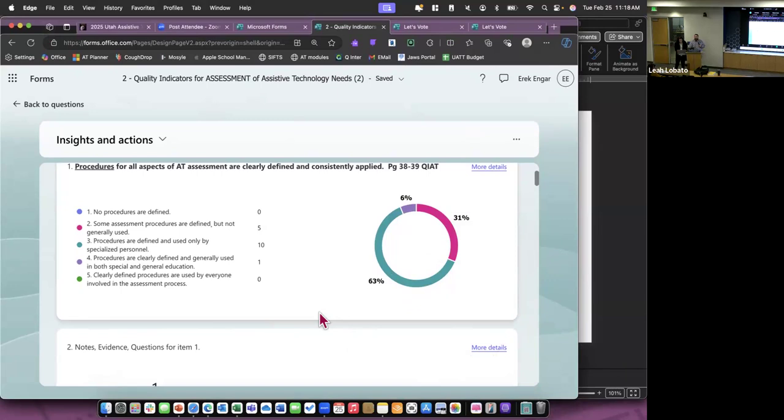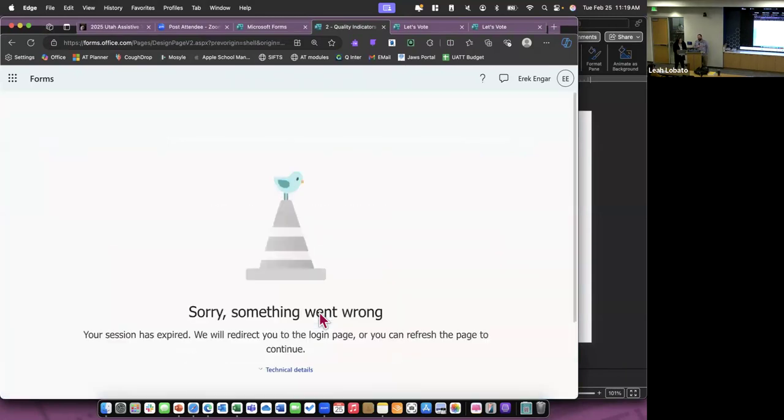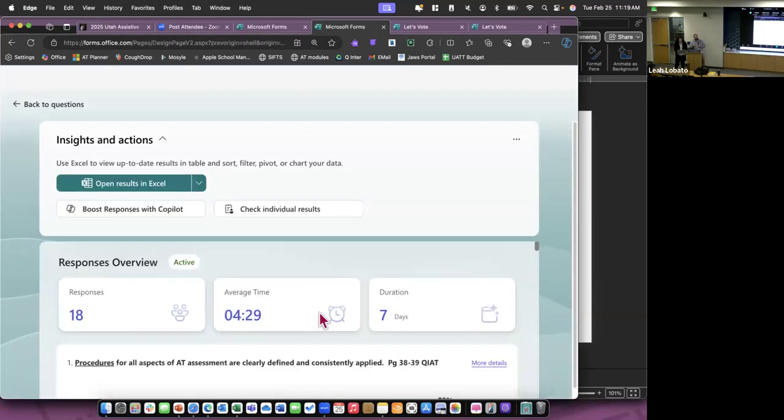Okay, so it looks like as a whole, procedures are defined and used only by specialized personnel, right? That seems to be the case. Most of our assistive technology stuff is that. But on the IEP, every single IEP team has to go through and consider what those assistive technology pieces are, right? So the more we can move the needle to where more teams can provide those assistive technology assessments, then we can make that just a lot more efficient.